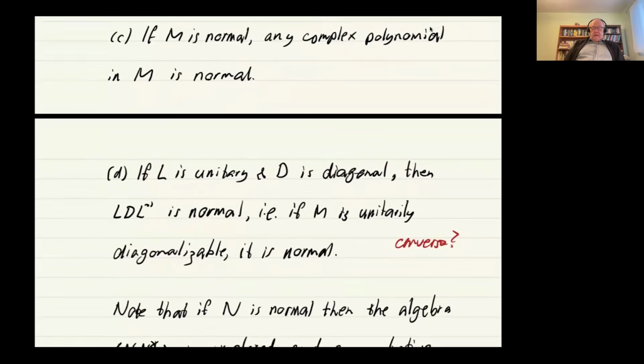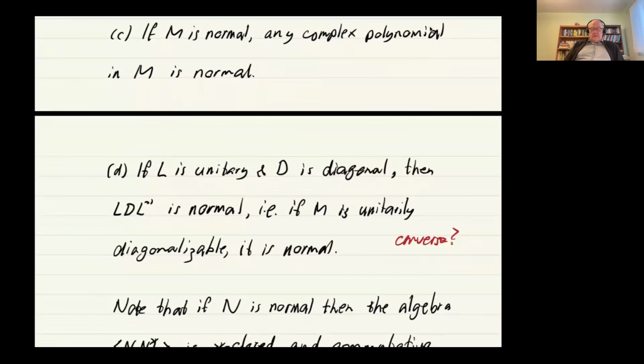And to get another class, if L is a unitary matrix and D is diagonal, then L D L inverse is normal. Okay, and so equivalently, if the matrix is unitarily diagonalizable, it is normal. And in a sense, what we want to do is to prove the converse. So the normal matrices are the matrices that we can diagonalize. They're also the matrices where the eigenvalues in some sense give you useful information about the behavior of the matrix. If your matrix is not normal, the eigenvalues are much less useful. So normal matrices are an important class.